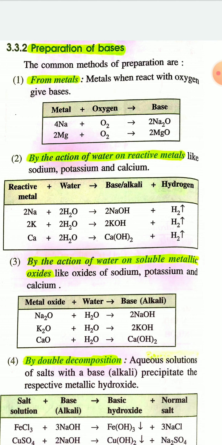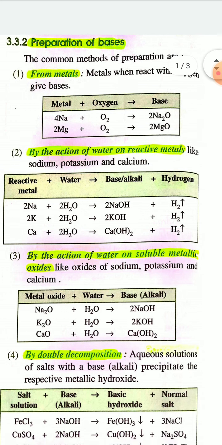Okay, so when sodium reacts with water, it will form sodium hydroxide plus hydrogen gas. When potassium reacts with water, it will form potassium hydroxide, that is KOH, plus hydrogen gas. The balanced reaction is 2K plus 2H2O gives 2KOH plus H2 gas. When calcium reacts with water, that is Ca plus 2H2O, it will form Ca(OH)2, calcium hydroxide, plus hydrogen.